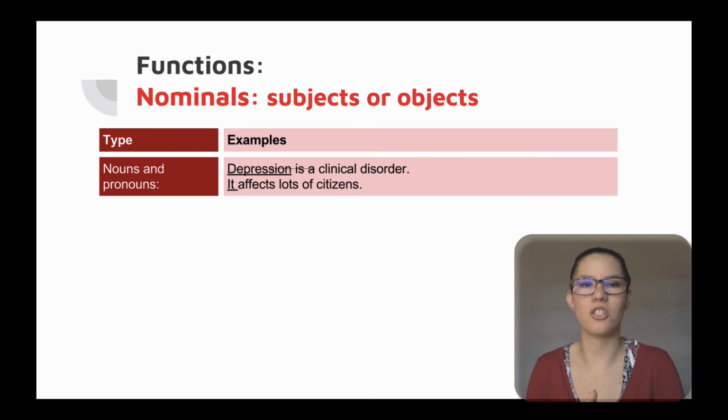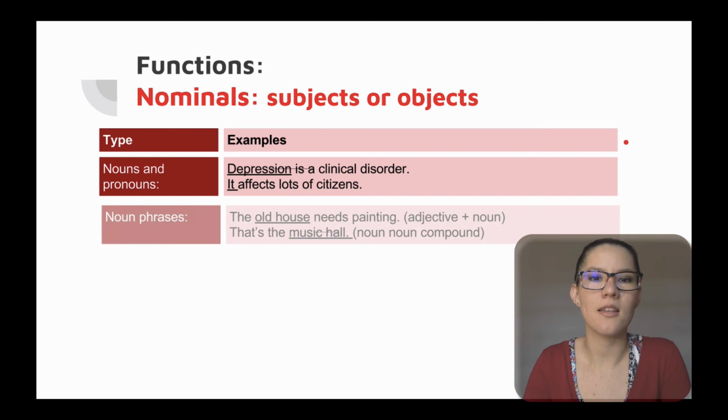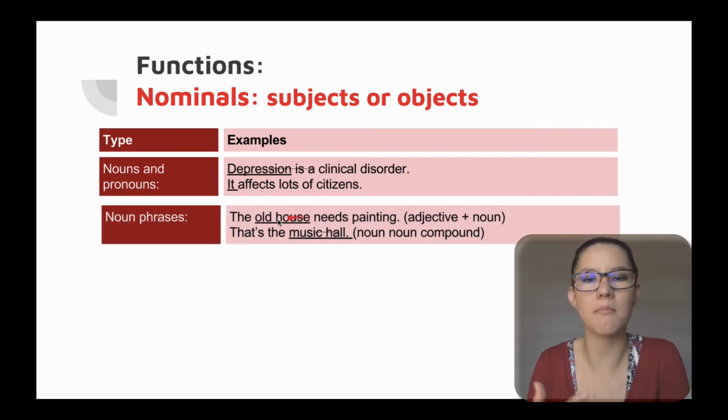Alright, so the first function is phrases working as nominals and just replacing a word that would work as a subject or an object. So typically we have nouns and pronouns working in this function, like in this example, depression is a clinical disorder. It affects lots of citizens. But we can also find noun phrases such as the old house needs painting. An adjective plus a noun is a noun phrase. Or that's the music hall, a noun-noun compound, working as an object.